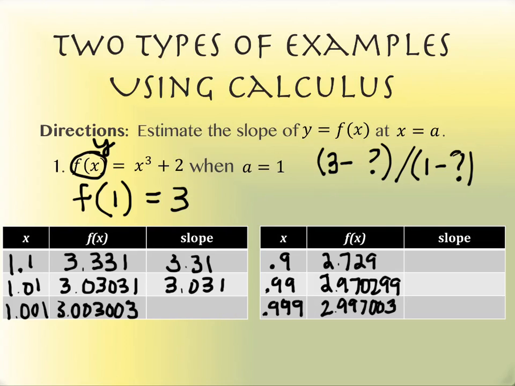I'm going through a lot of calculator stuff really quickly. Come see me if I'm losing you. I promise we'll work it out. It's not that complicated. It's just keystrokes. And then the last one is 1.001. So this last slope that we just calculated is 3.003.